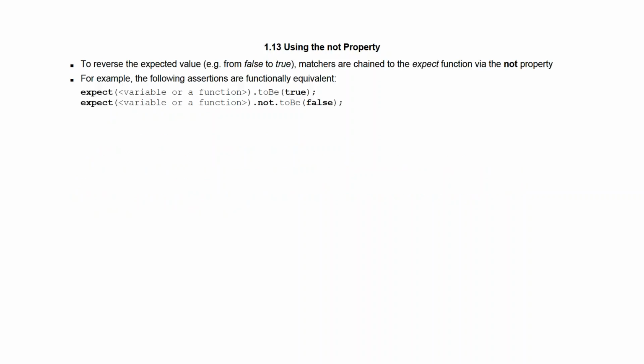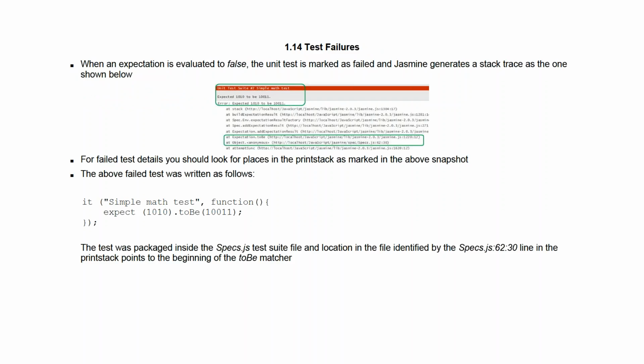There's also a not property, so if I want to express the opposite, I can just use expect whatever dot not dot to be false. And of course, because functions and variables are not that different in JavaScript, that actually works. The not is actually a function that returns an inversion. Now, when we see test failures, we can see the stack trace and pick out where the problem was, right? So here's a test that was packaged inside the test or spec.js suite, located in the file identified by specs.js, line 62, column 30, etc. And you can read that through the stack trace.